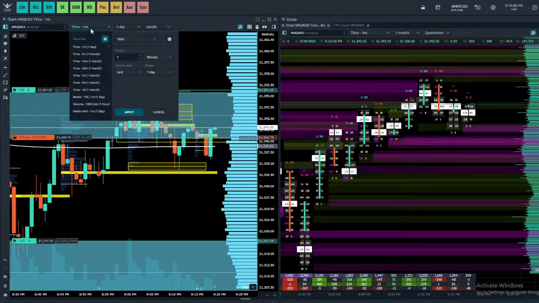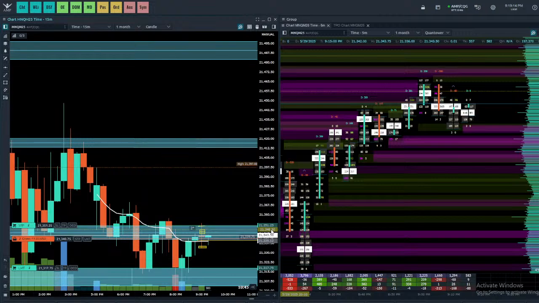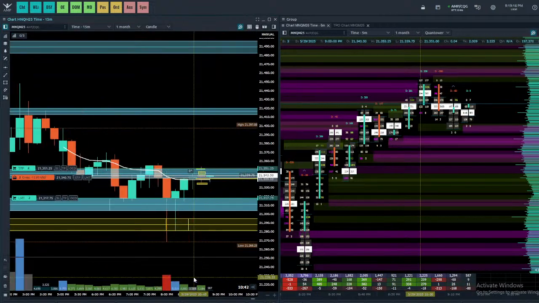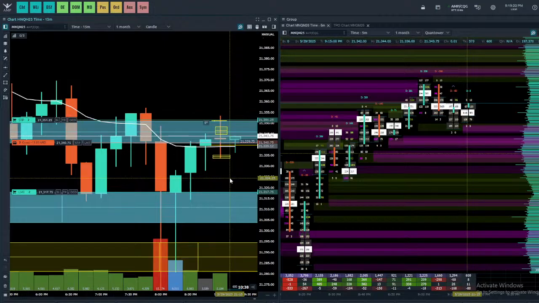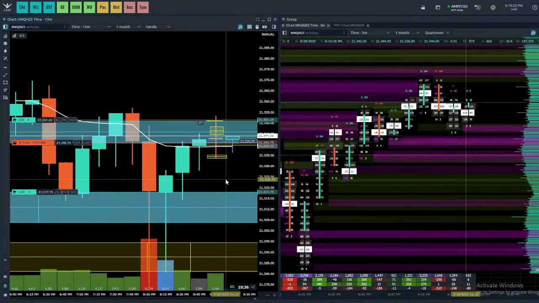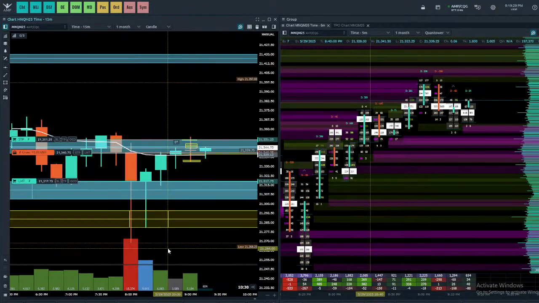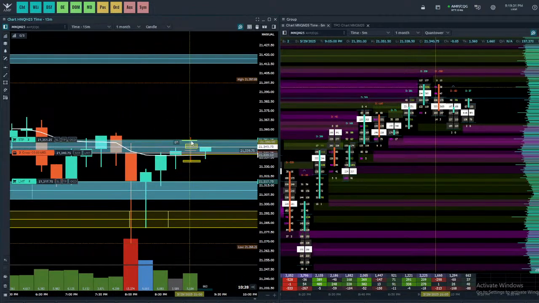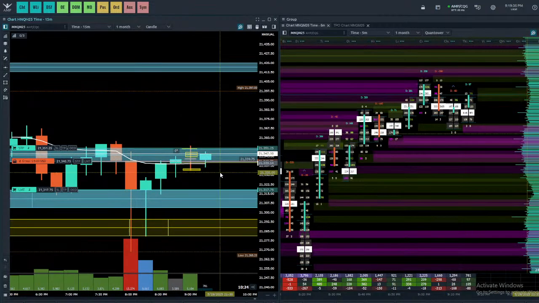Let's go to my 15 minute to try to see what's going on, because I could have caught the move. I could have caught the move early as well on my 1 minute. Accumulation, distribution, lower low. Yeah, this is a change of structure right here. But I also could have caught the move early.